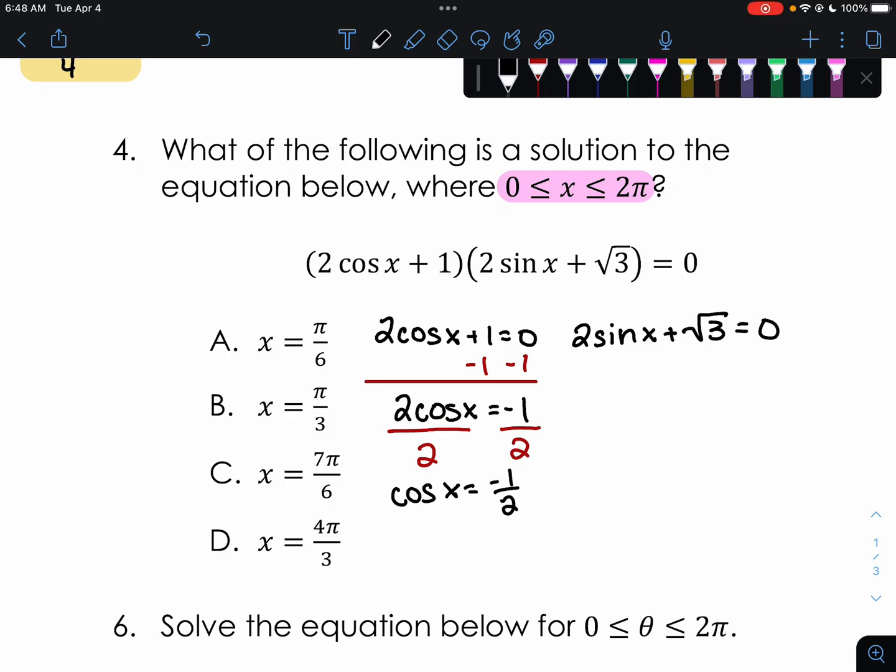So I'm trying to find the values where cosine would equal -1/2. There should be two x values where cosine equals -1/2. The first one would be 2 pi over 3. The second one would be 4 pi over 3.